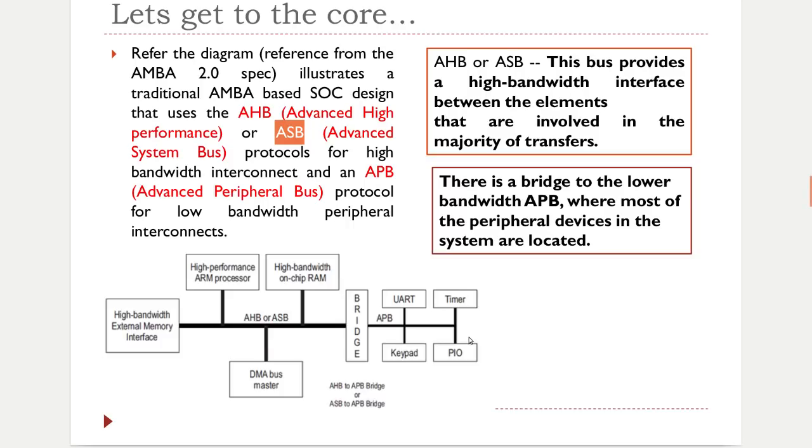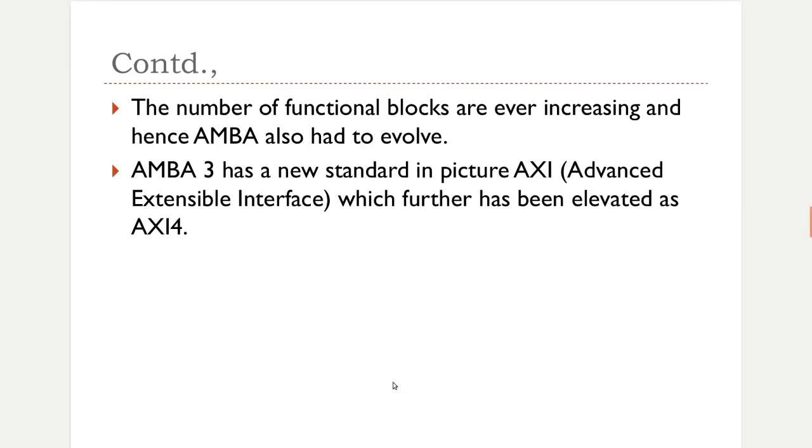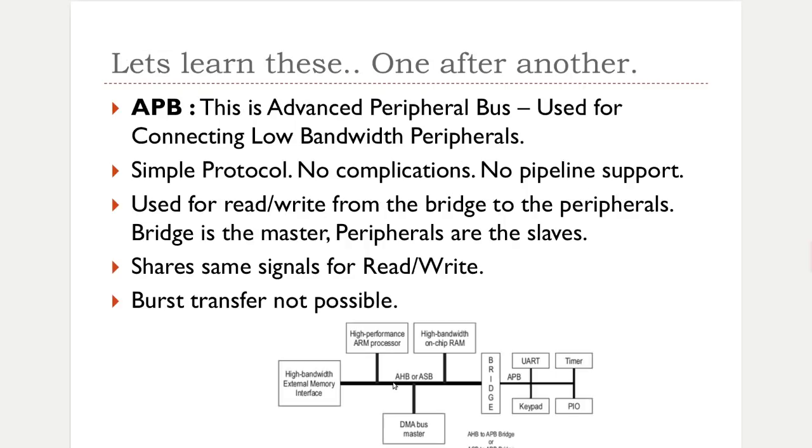And now come to this side where we have a bridge available, and then it goes to APB where the system peripherals can be connected. That is it. This is the architecture that you need to remember, recollect and present during the interview or in an exam. Now, the number of functional blocks is ever increasing and the AMBA architecture also had to evolve. So it further grew. AMBA 3 is there, which has AXI supported, which is nothing but the advanced extensible interface. Now further it has been developed as AXI 4. We'll talk about it a little later. For now we can put it on hold.